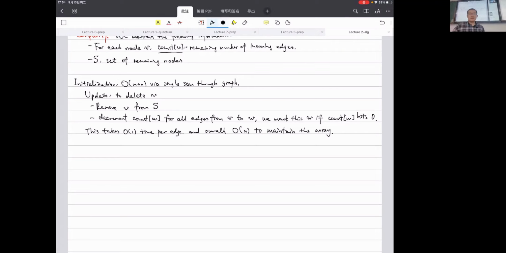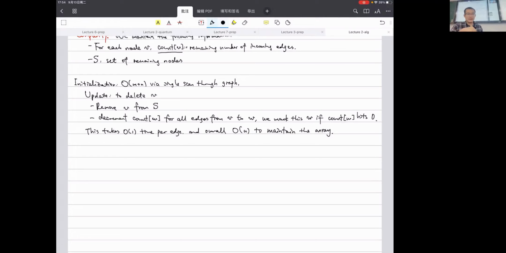So you just imagine that when the deletion happens, the update is going to take O(1) time and actually remove V from S. This is just one step. The main thing that happens is how many times we decrement the value of this count. This takes O(1) time for each edge, and the total number of edges is m. That means the total cost for this decrement command is going to be at most O(m).